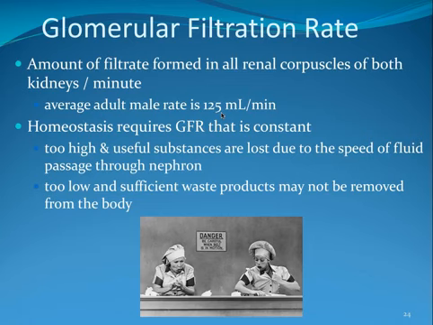When you think about that, that's just 125 mils a minute. So in about 10 minutes less, you would have filtered a liter of filtrate, right? So like a liter, you have to reabsorb that. Otherwise, you're going to lose way too much fluids. Anyway, homeostasis requires that glomerular filtration rate is constant. So you can see here, if it's too high, you're going to lose things that you want to keep. Okay, meaning you do not have the opportunity to reabsorb them.